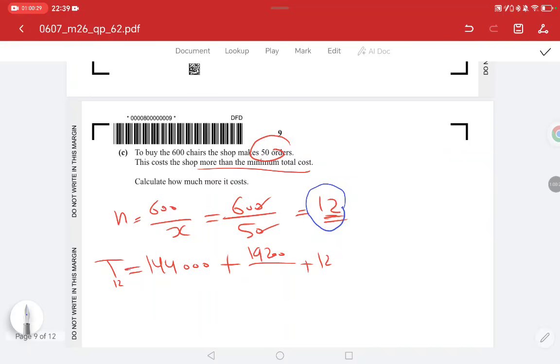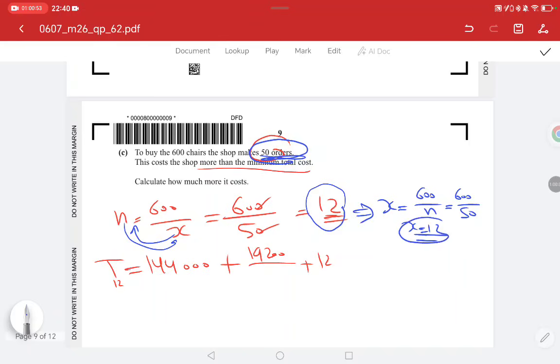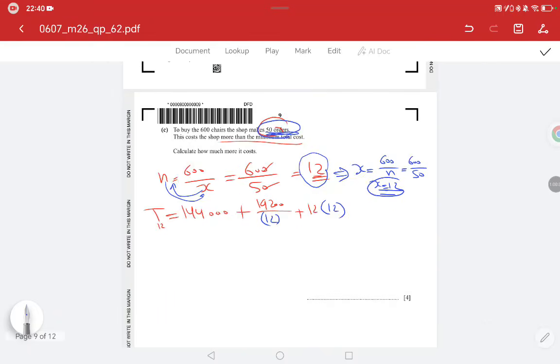Yeah, actually, I just switched this one with this one. This one should be n, this one should be x. Yeah, it's the same, but it should be x equals 600 over n. So 600 over the number of orders, which is 50, so x equals 12. In this case, x is 12 and x here also is 12.